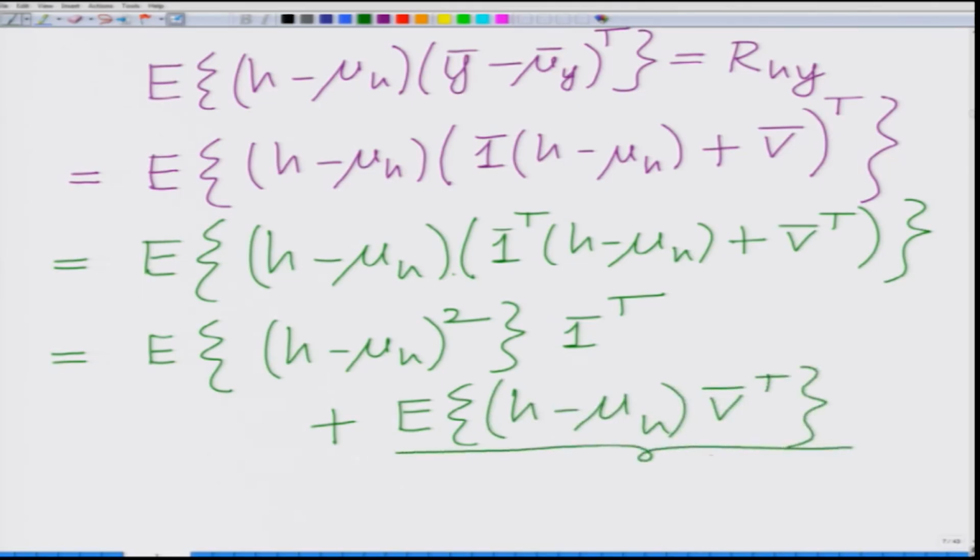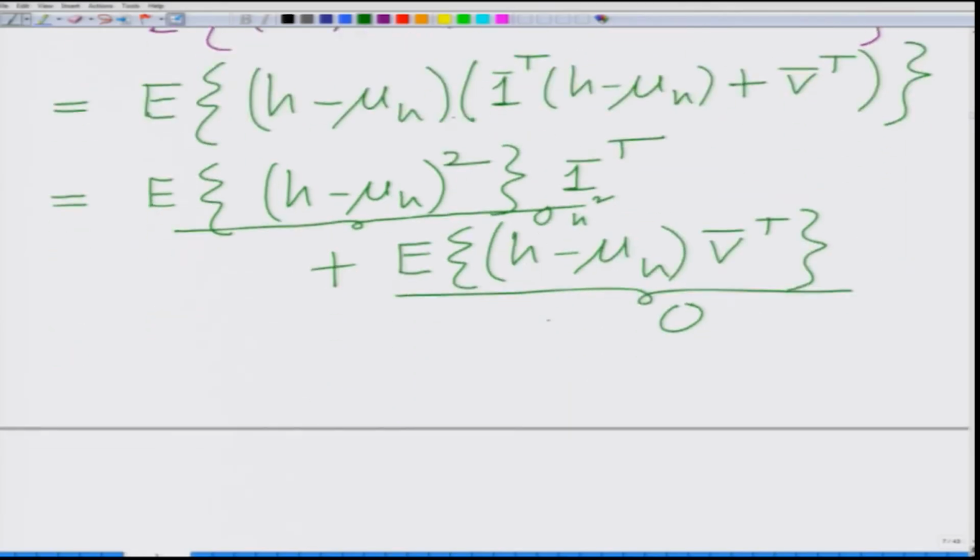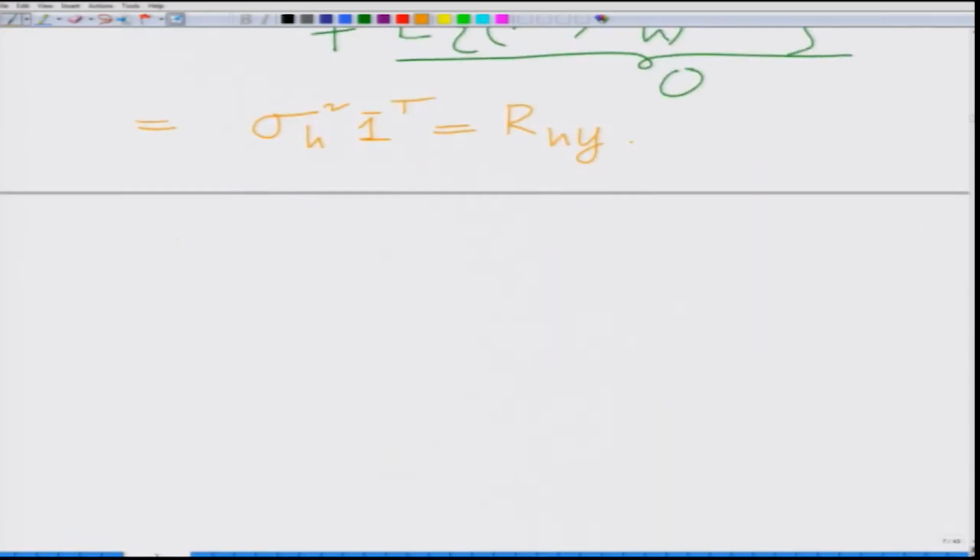We know the second term is equal to 0 because the noise and the parameter are uncorrelated, while the expected value of (h minus mu h) square is sigma h square. So, this net quantity, which is also very simple, nothing very complicated, is sigma h square into 1 bar transpose, which is R_hy.